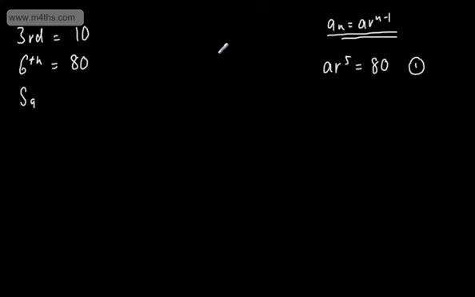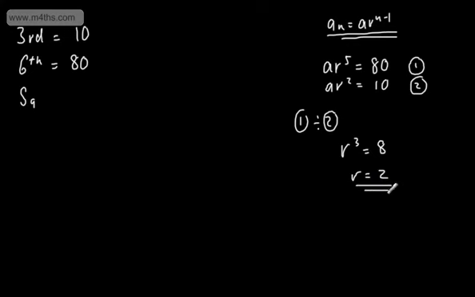If we look at this one, this is the third term. So if this is the third term, what we've got is ar squared. And that's going to be equal to 10. And I'm going to call that equation 2. Now, if we divide 1 by 2, we're going to end up with the a's cancelling. a over a is 1. r to the power of 5 divided by r squared is going to give me r cubed. And that's going to be equal to 80 over 10, which is 8. Taking the cube root, we can see r is the cube root of 8, and that's going to be 2. So I've found my ratio.